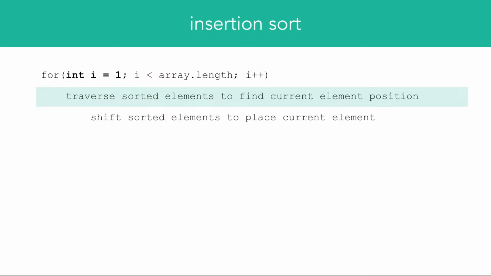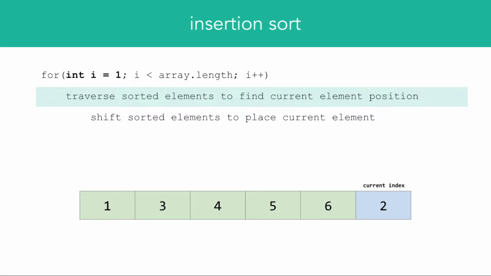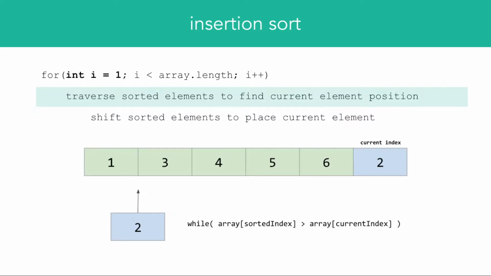The next step is to traverse the sorted elements to find the current element position. If we are on the final traversal at array.length - 1, the current value at index 5 would be 2. Because the list to the left is already sorted, what we would like to do is check the value of each index to the left of the current index until the element has a lower value than the current index. Once we found the lower value, in this case 1, we know that we can slide the current index value into the spot right after that index that hosts 1. We can write this out programmatically using a while loop.